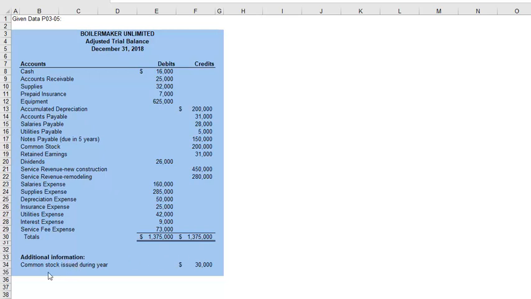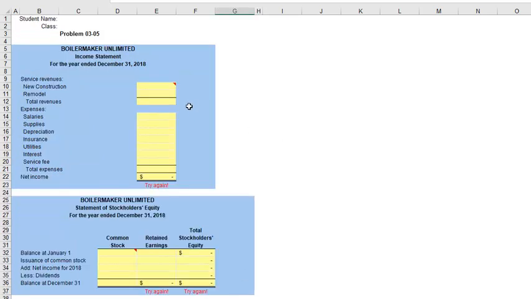And some additional information. We had common stock issued during the year of $30,000. Now that is included in our common stock line here of $200,000. That's just some additional information that will come in handy with our statement of stockholders' equity. So let's pop over here to the next screen and see what we've got.